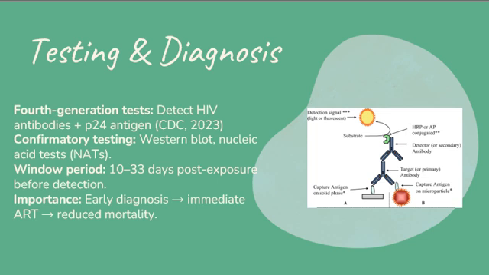Testing and diagnosis. HIV is diagnosed through laboratory testing. Today, most healthcare settings use fourth-generation tests which look for both HIV antibodies and the p24 antigen, thus allowing detection earlier than the older methods. If the initial test is positive, confirmatory tests such as the Western blot or the nucleic acid test are performed. The NATs can directly detect viral RNA. The window period usually ranges from 10 to 33 days.